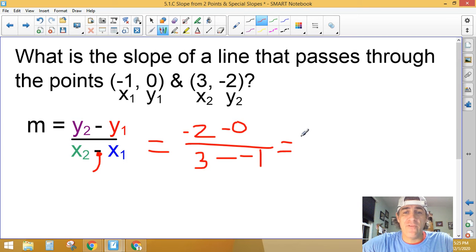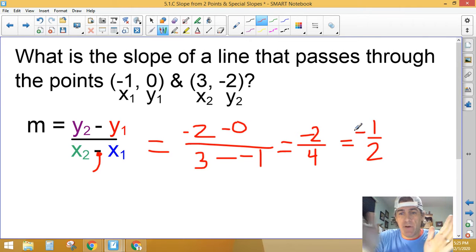So now -2 minus nothing gives me -2. 3 minus -1 gives me actually 4. And that will simplify down to -1/2. So the slope here is -1/2. All right, that was quick.